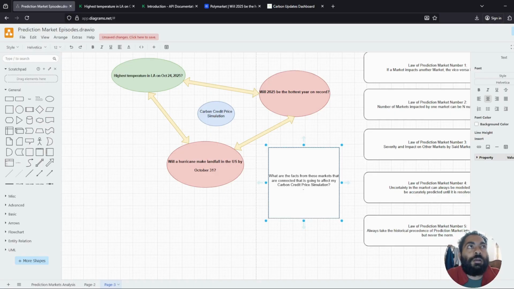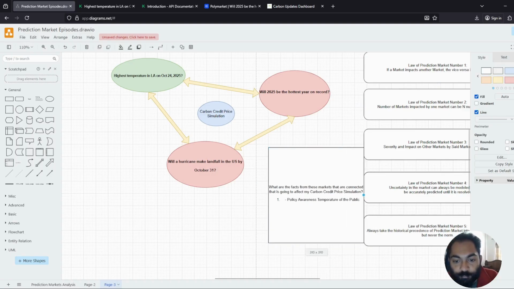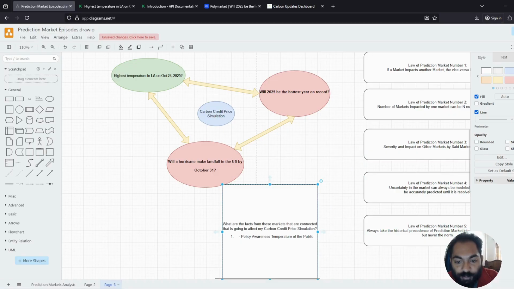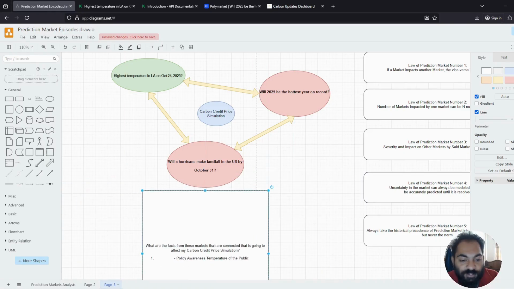So one of the things that I can see is the policy impact, the policy awareness temperature of the public. So basically what I mean by this is I want to do this first, okay? So I want to do the policy impact of the policy awareness temperature of the public. Like, what does this mean, right?